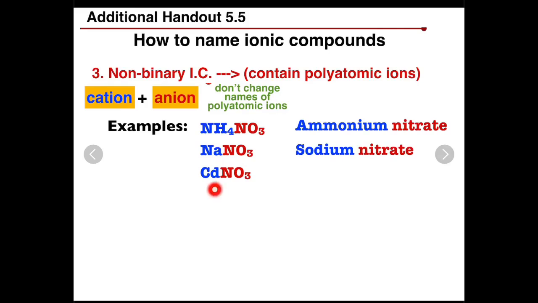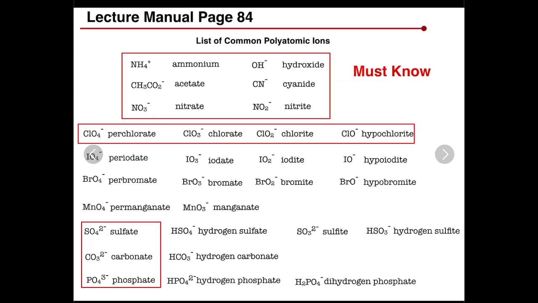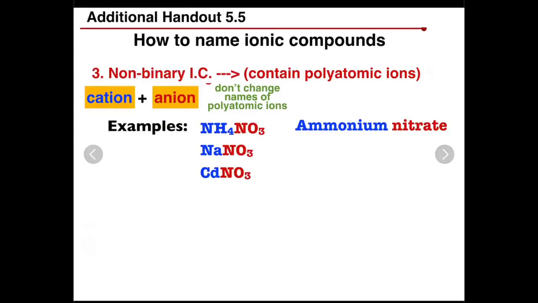Cadmium is part of the transition metals, so we need to specify the charge, because cadmium can have several charges. So in this case, how do we know the charge of the metal? You will need to rely on something that you know. If you look up nitrate, NO3, you see that nitrate contains a -1 charge. That's how I know.